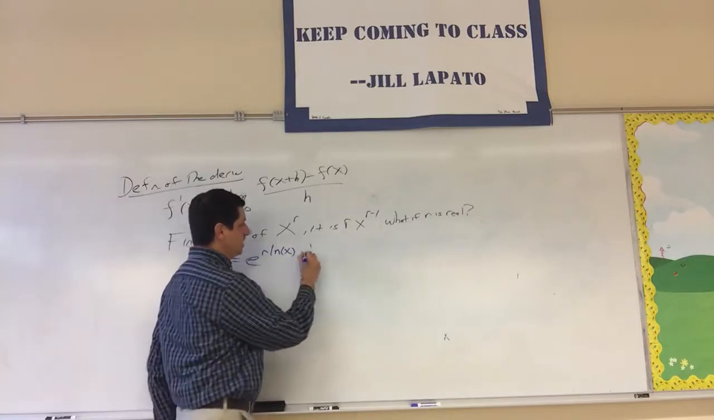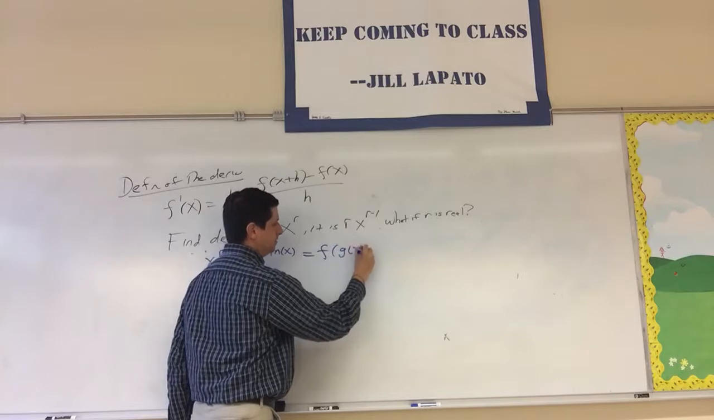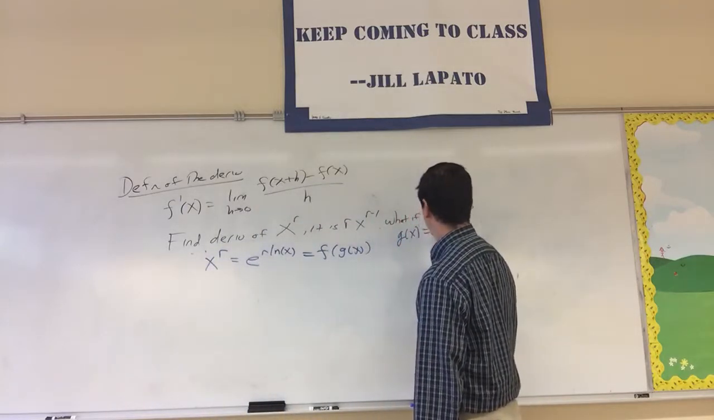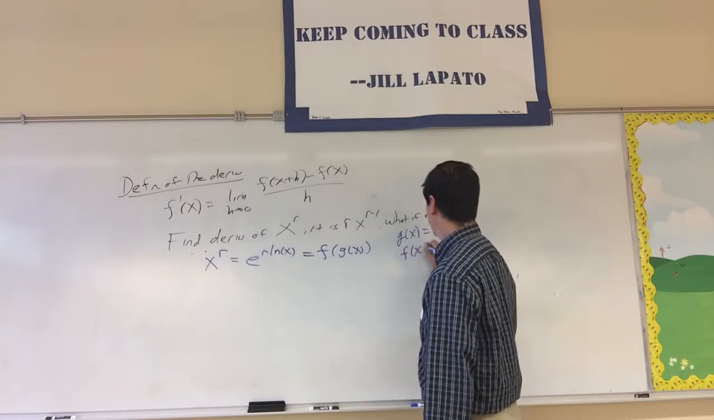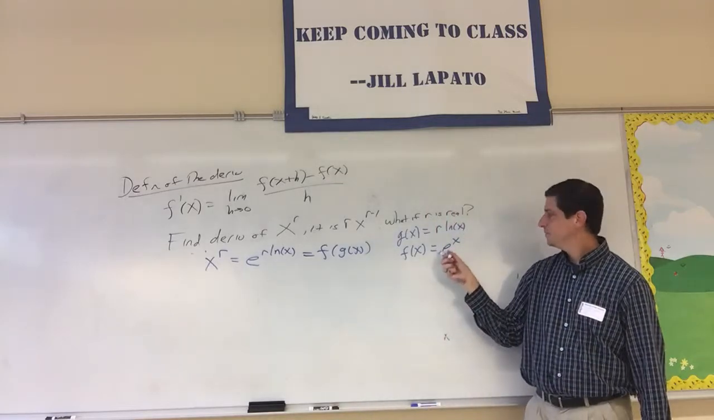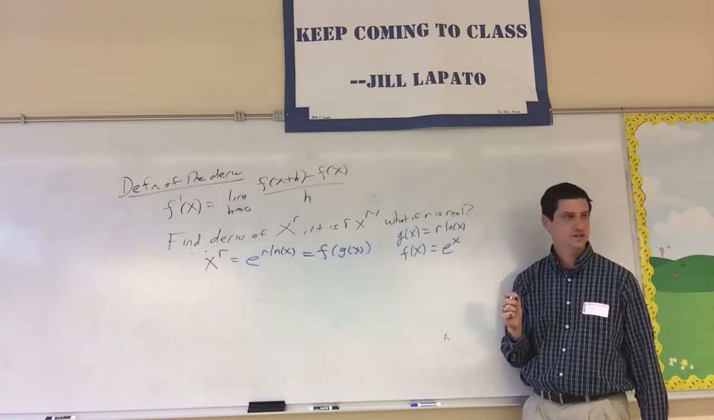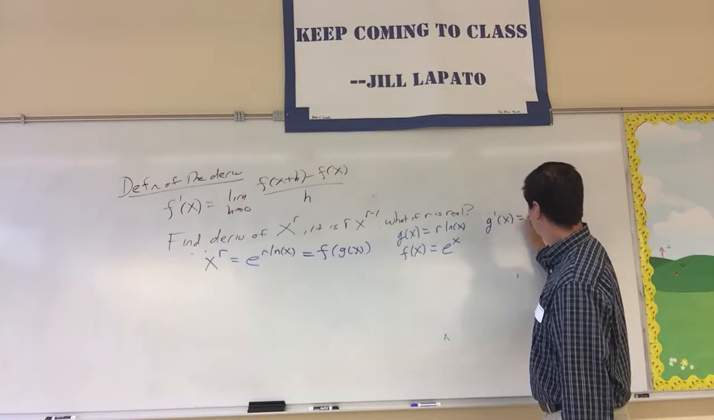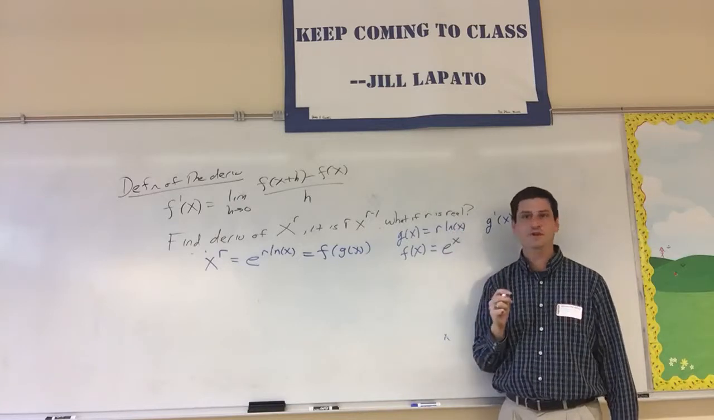So I can write this as f of g of x. Here my g of x, my inside function, is going to be r times the natural log of x, and my f of x is going to be my exponential function, e to the x. Now f of g of x is just e to the r log x, or just x to the r. G prime of x, I use the constant rule. It's just going to be r times the derivative of log of x.